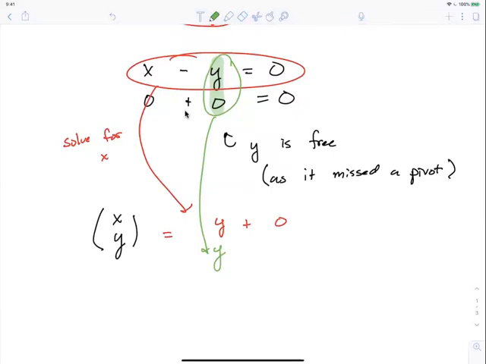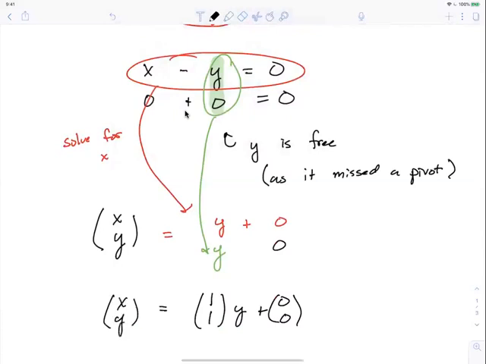Okay, this is a bit of a mystery, but just give us a second. How can we interpret this? Well, we can write this as a vector. We can write this as 1, 1 times y plus 0, 0. There's an implicit 0 there. And so this says that the solution to our equation is x equals y.